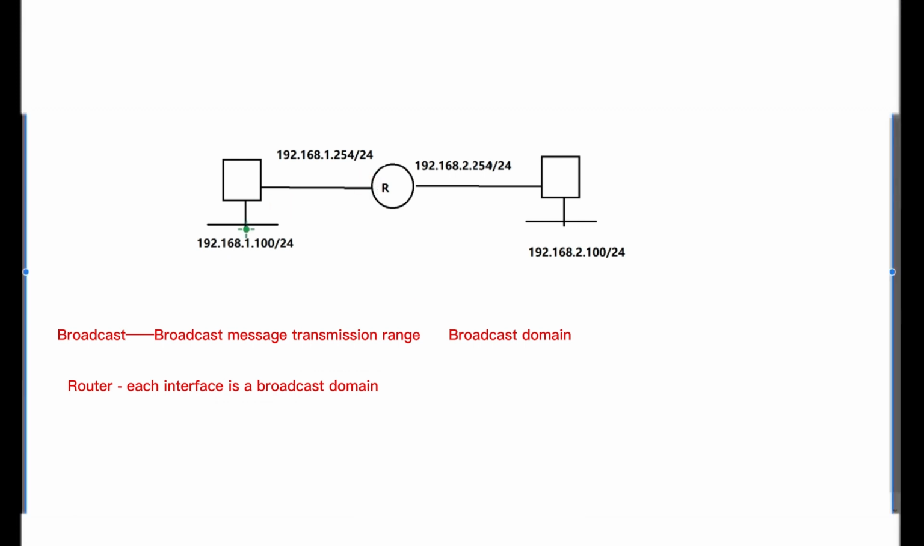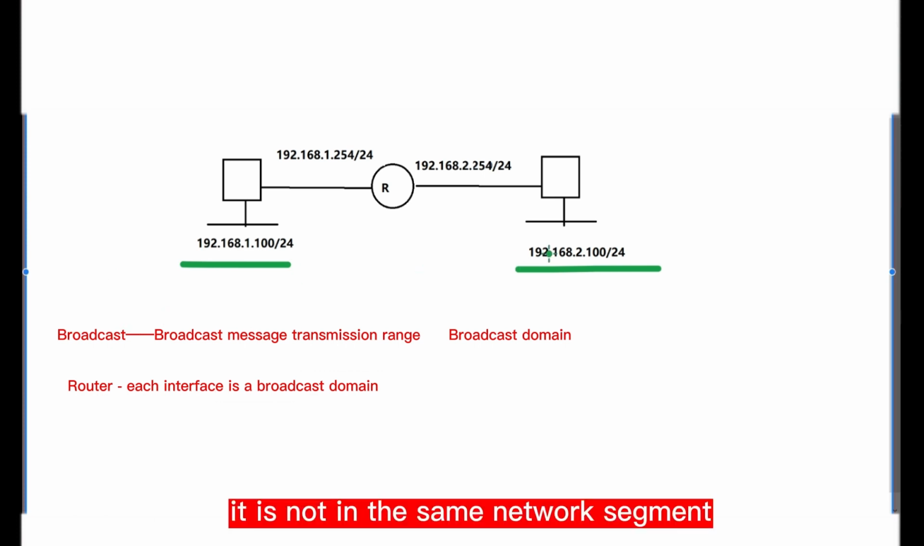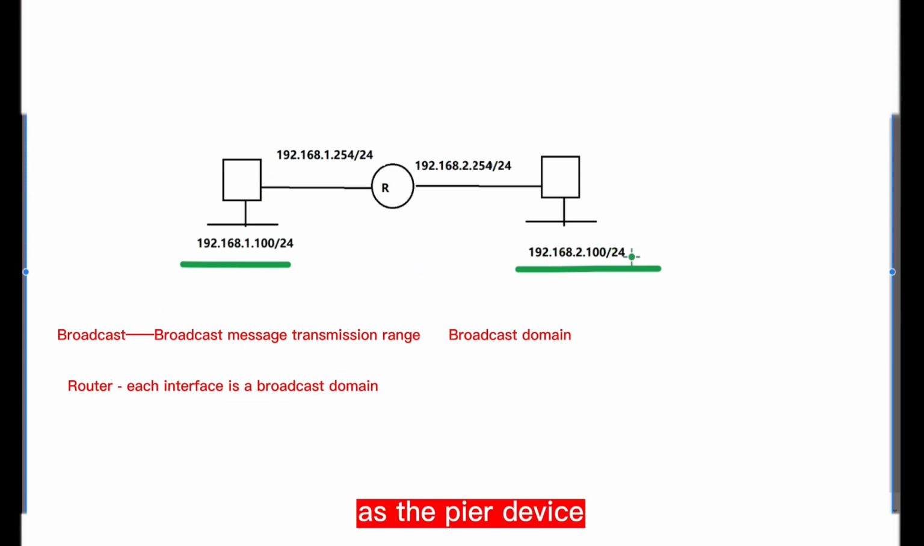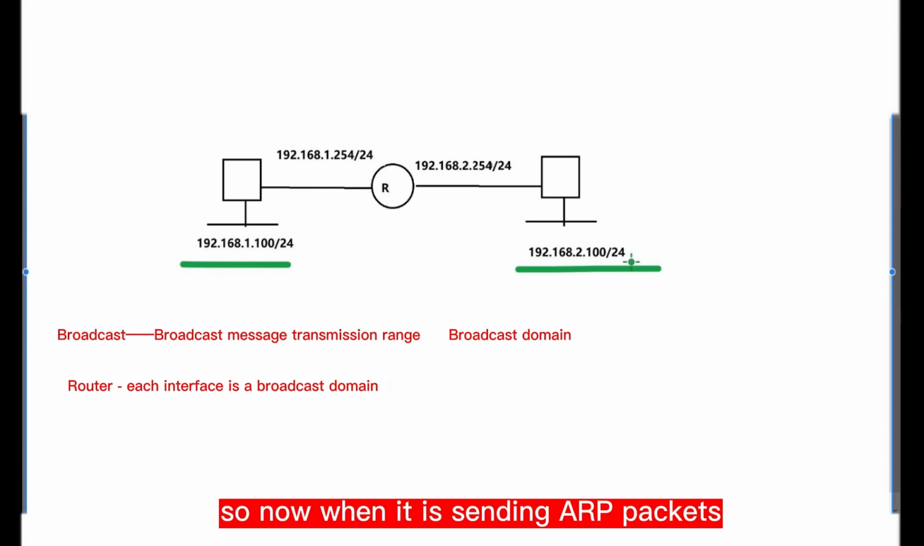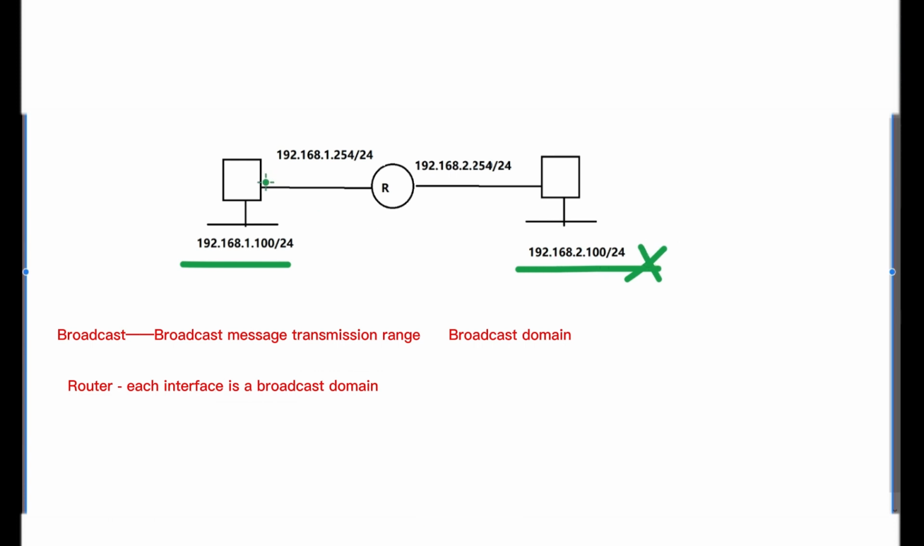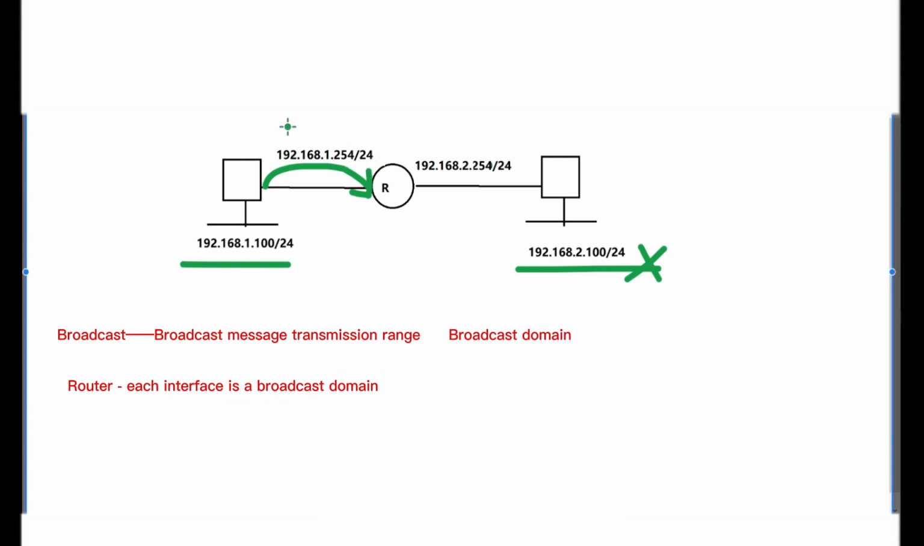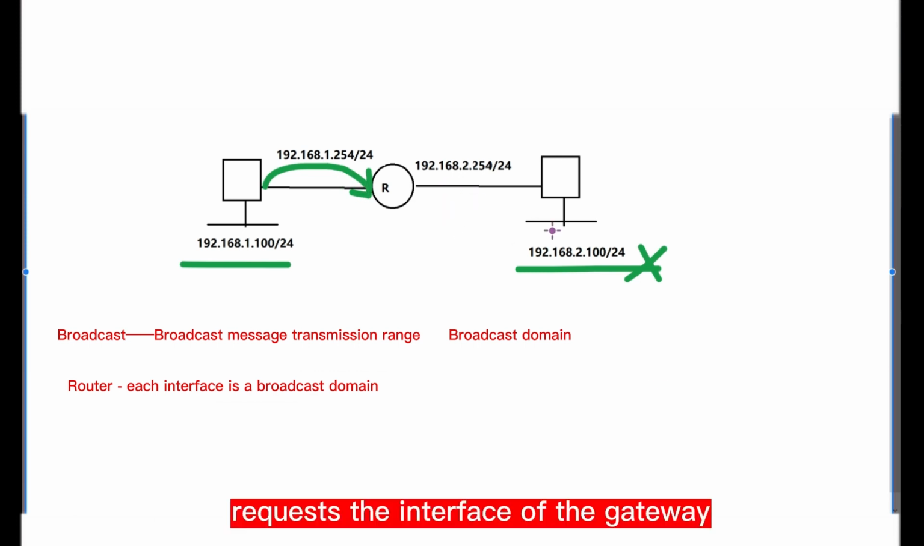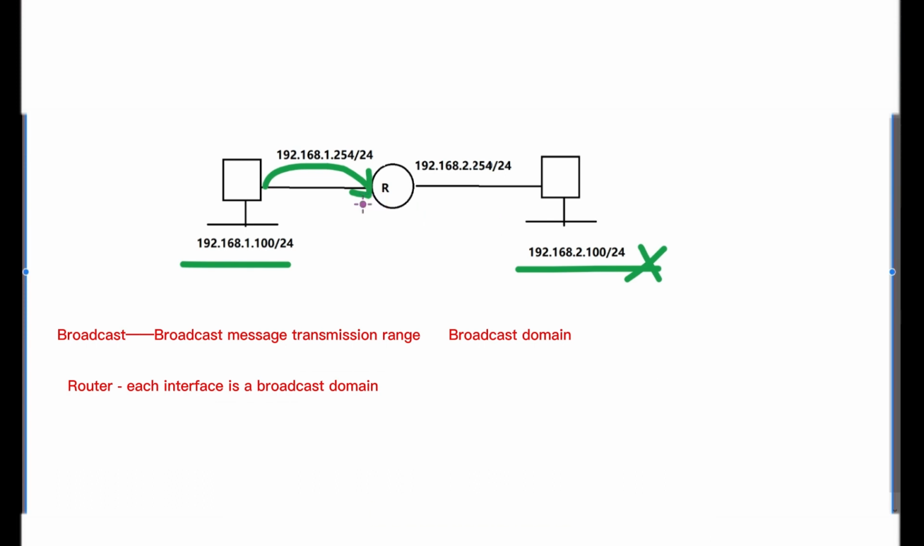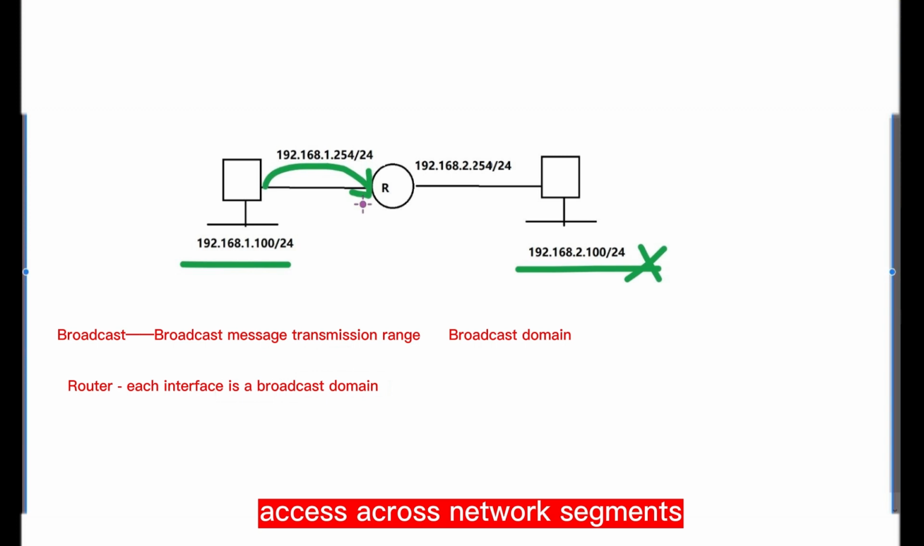The PC performs calculations locally to compare whether they are on the same network segment. It finds that it is not in the same network segment as the peer device. So when it is sending ARP packets, it does not request the peer device. Instead, it requests the MAC of the IP address of the gateway. That's what we just said. The target IP in the message will become 1.254. The target is the MAC of the gateway interface, because for PC access across network segments, it will go to the gateway.